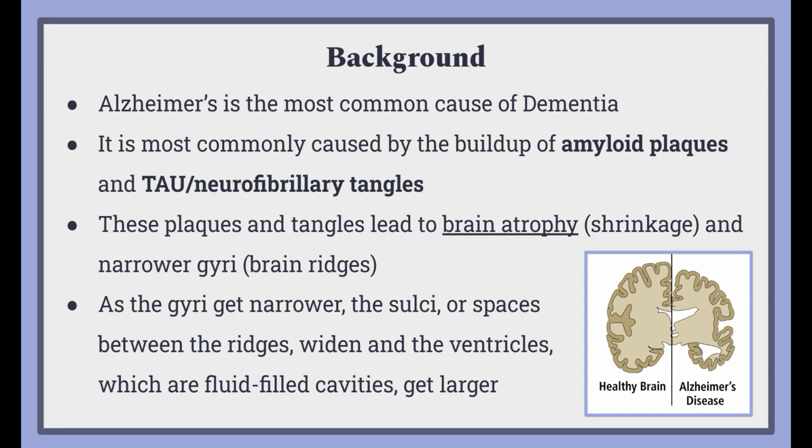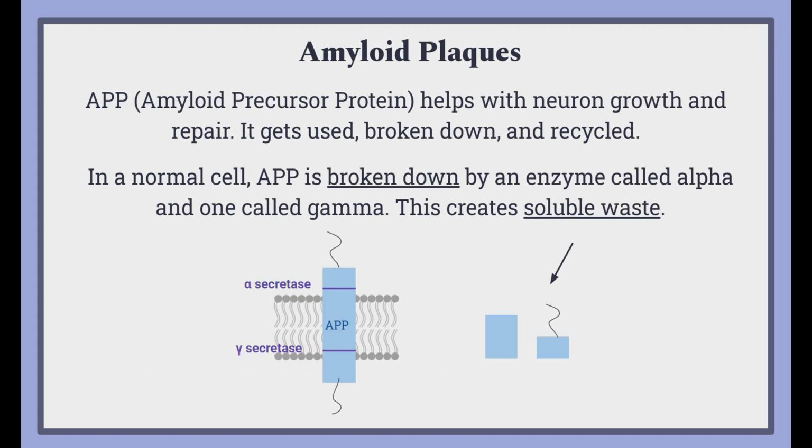These plaques and tangles lead to brain atrophy, or brain shrinkage, and narrower gyri, which are brain ridges. As the gyri get narrower, the sulci, or spaces between the ridges, widen, and the ventricles, which are fluid-filled cavities, get larger.